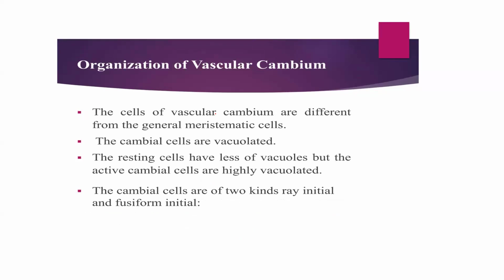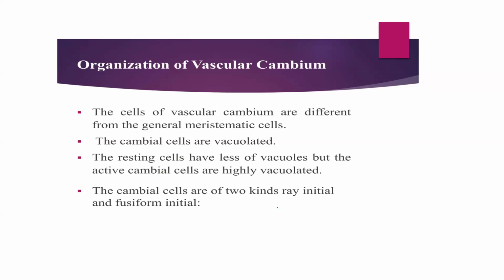Next one is the organization of the vascular cambium. Generally, the cells of the vascular cambium are different from the general meristematic cells. The cambial cells are vacuolated. What does that mean? The resting cells have fewer vacuoles, but the active cambial cells are highly vacuolated.